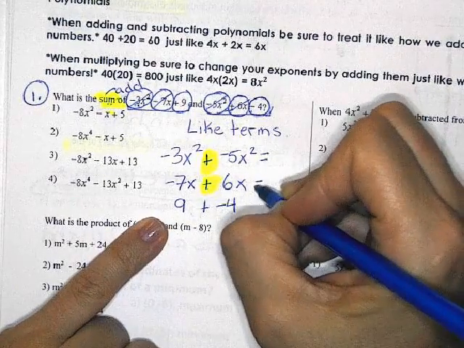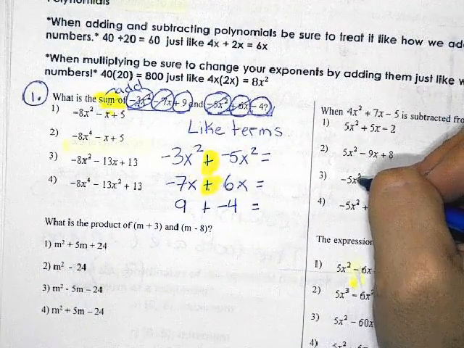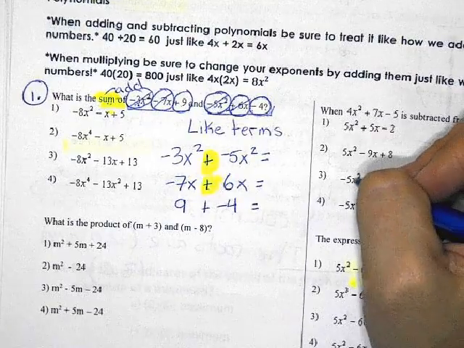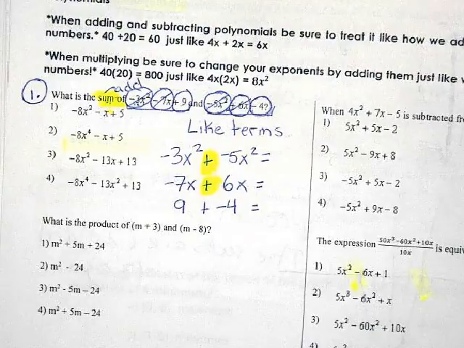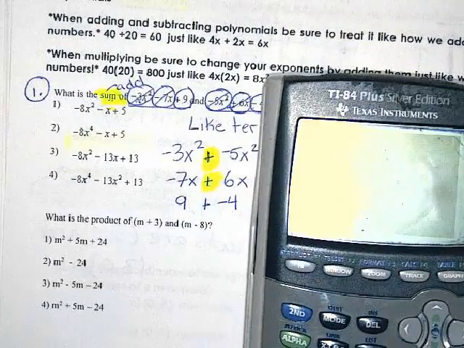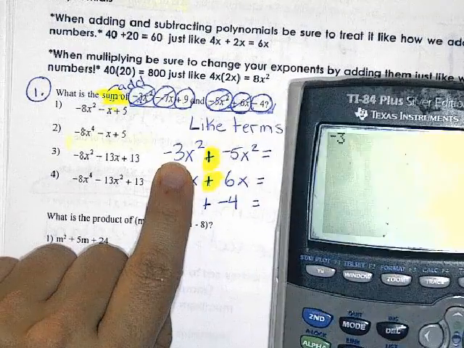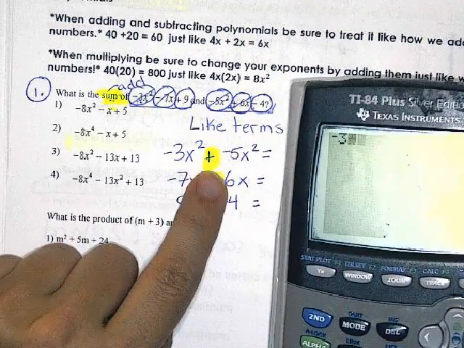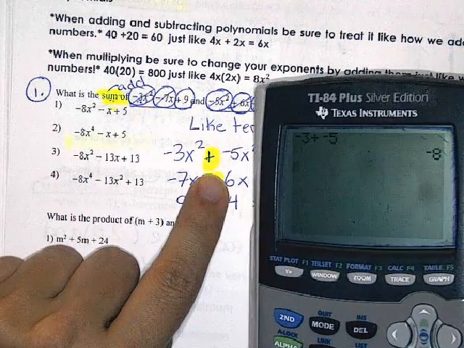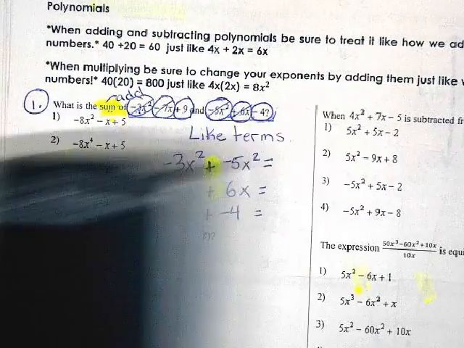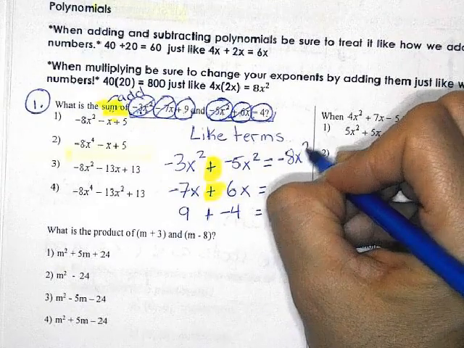Okay, now, what will each one of these become? I'm going to do a laboratory real quick, miss. Did you say the last one? Yeah, that's about it. Okay, so I'm going to do this right in my calculator. Negative 3 plus negative 5. I get negative 8. Negative 8 what? X squared. Negative 8x squared.